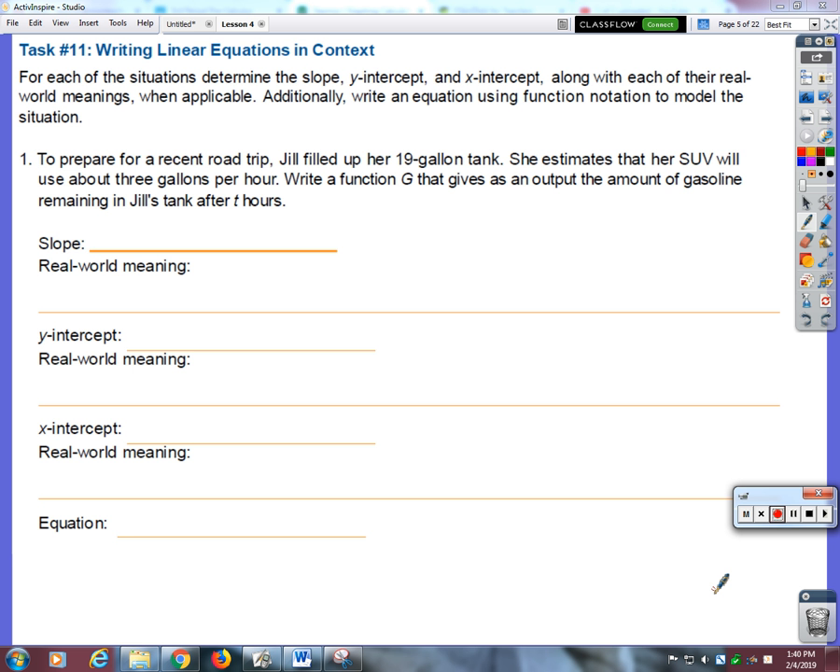So this is just a continuation of what we've been working on the last couple days, last week, where we're trying to figure out the slope, the Y-intercept, the X-intercept, what they actually mean in the context of the problem. And then in this case, we have to come up with the equation our own selves.